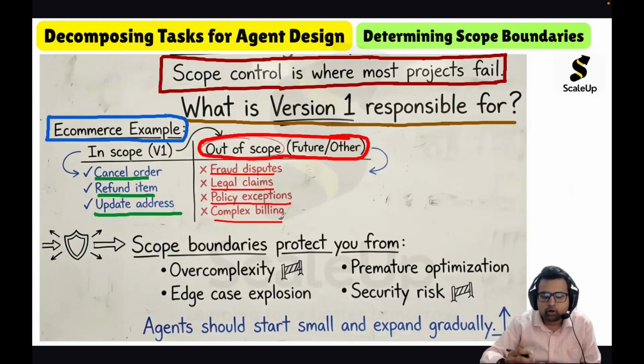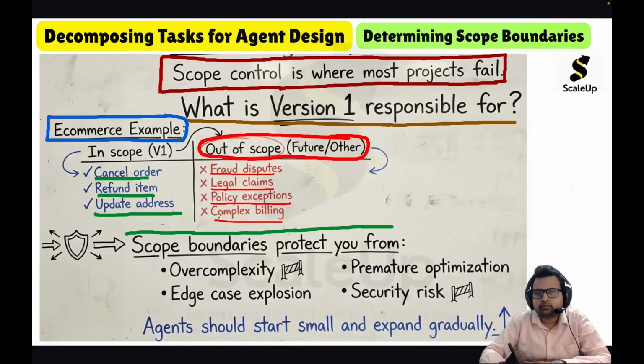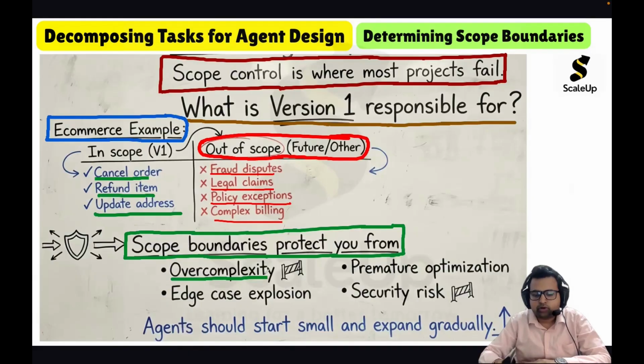So scope control is a strategic activity that ensures a project remains focused, stays within budget, and meets its original objective. That's the main importance of scope control. So scope boundaries protect you from over complexity, because a scope boundary prevents the agent from becoming a black box where failures are hard to debug because it is trying to do too much at once.